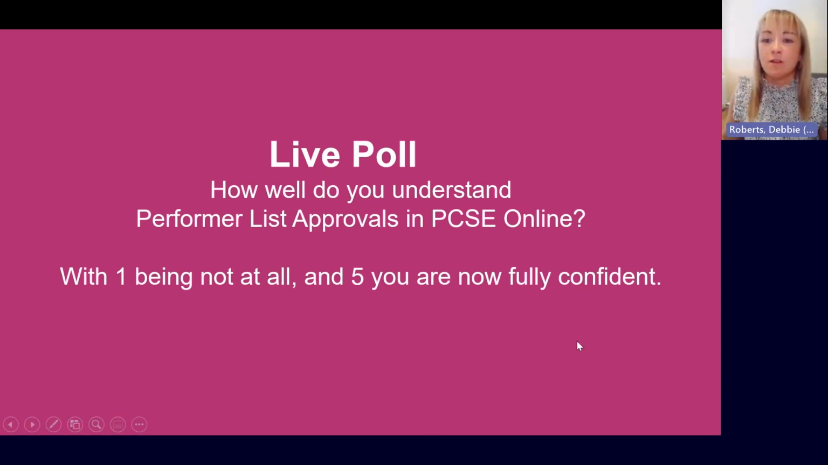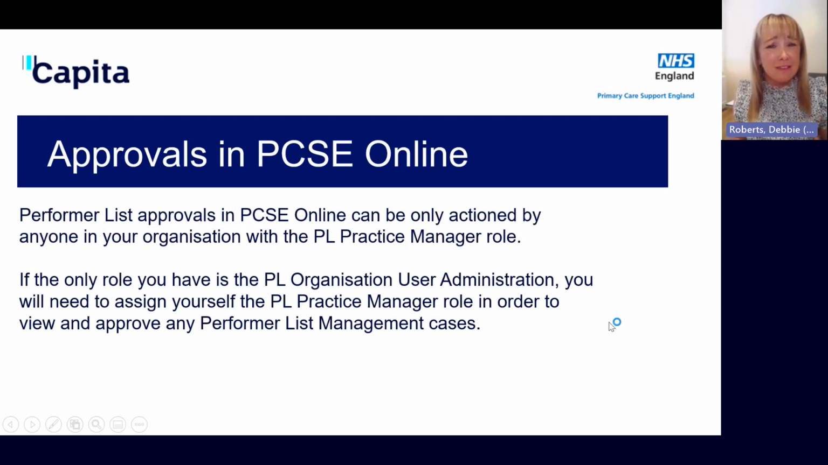Let's make a start. To be honest, I personally think this process is quite easy. I could be biased because I work for PCSE and I obviously know the screens. So I'm going to run through it step by step and act as if you know nothing. As I've already discussed, a perform list approval in PCSE Online can only be actioned by anybody in the organisation that's got a PL practice manager role. That's why we stress the importance of making sure that you've got a PL practice manager role in place. And I suppose it's a case of just being proactive.